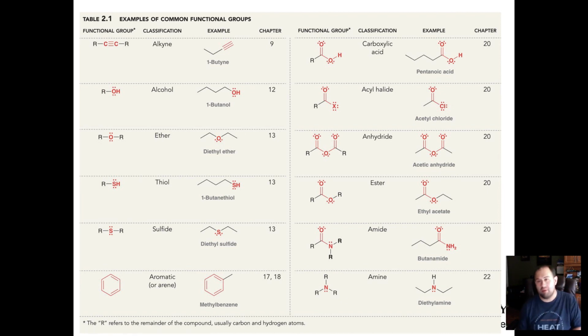We'll learn more about those next semester, but you should still recognize when you see an example such as this diethylamine, that this is an amine because it's a nitrogen connected to three things, a hydrogen and some carbon chains. So those are the functional groups, and we'll discuss more of this in class.